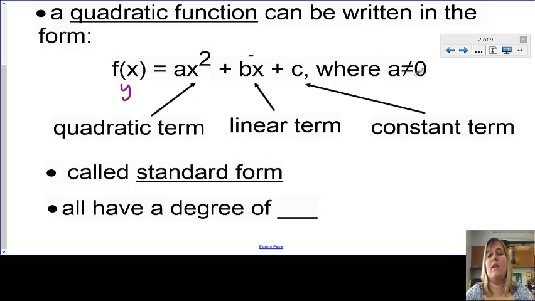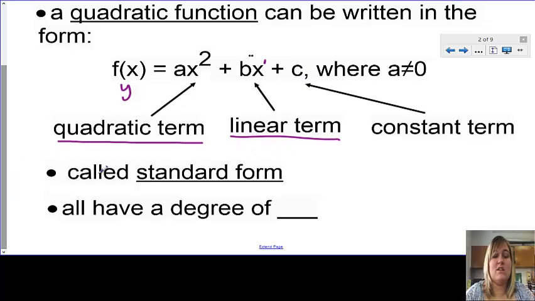It says where a cannot be equal to 0, because we have to have the x squared term for it to be a quadratic function. So this is the quadratic term. The linear term is where we just have bx, where x is to the first power. We should know that as being linear. Whenever I graph y equals mx plus b, that is a line. The constant term is c, because this is just any number that they plug in there. It doesn't change because it's just a number, no variable with it. This is called standard form.